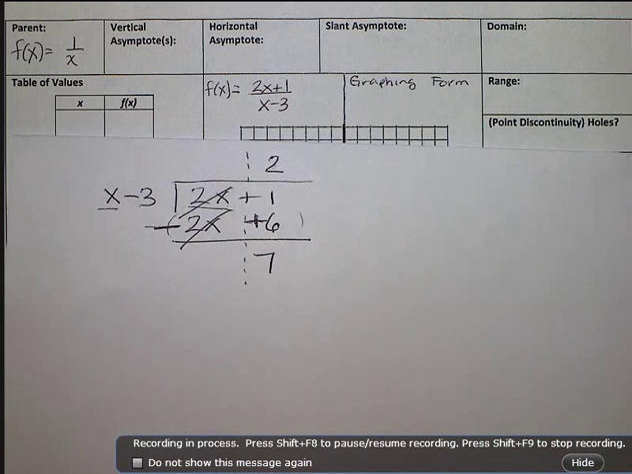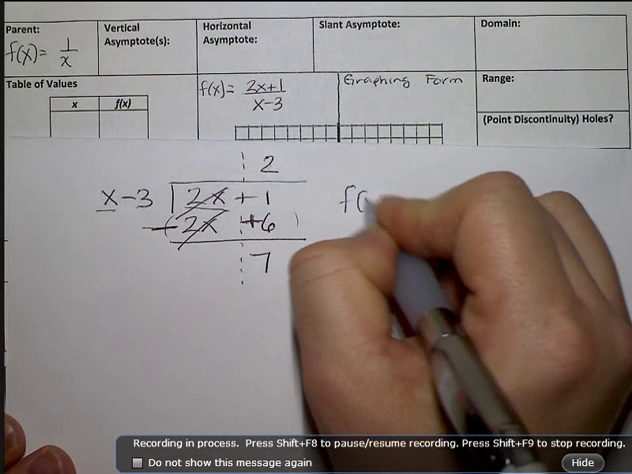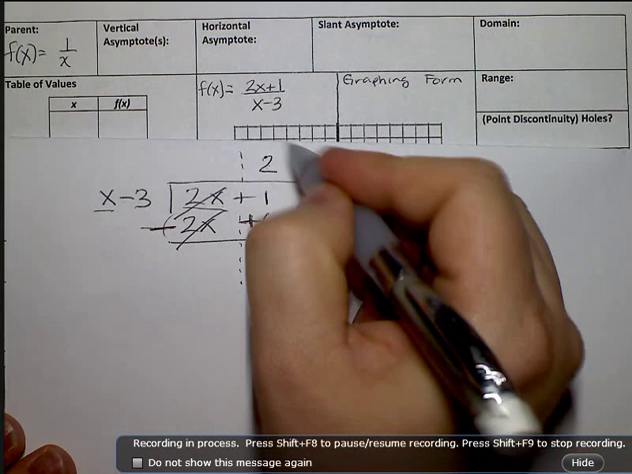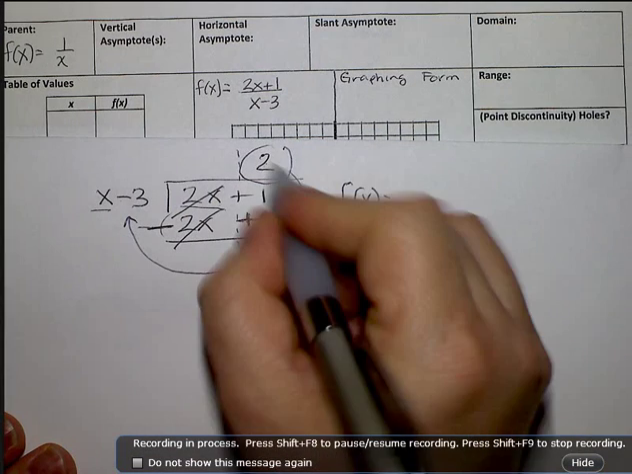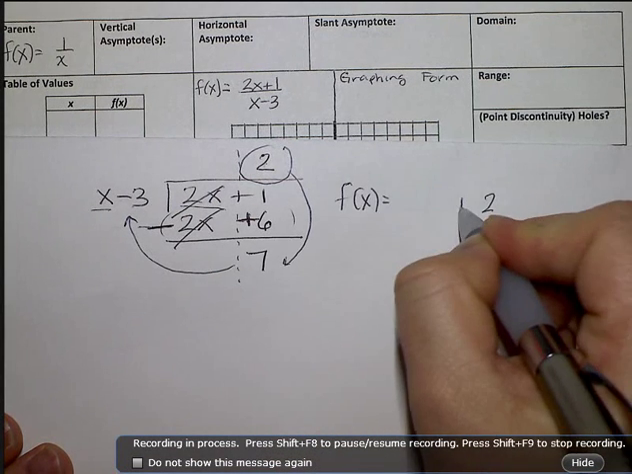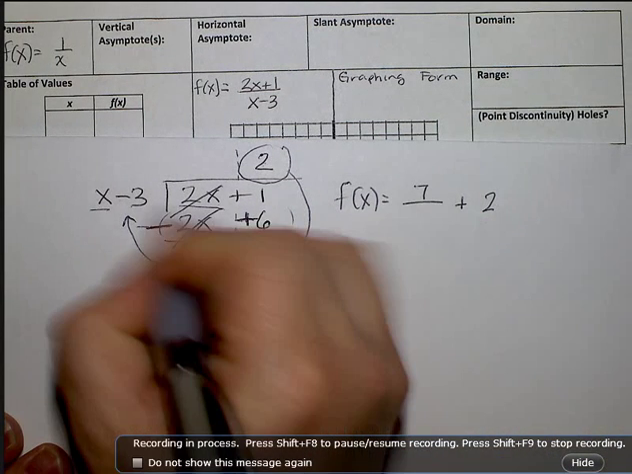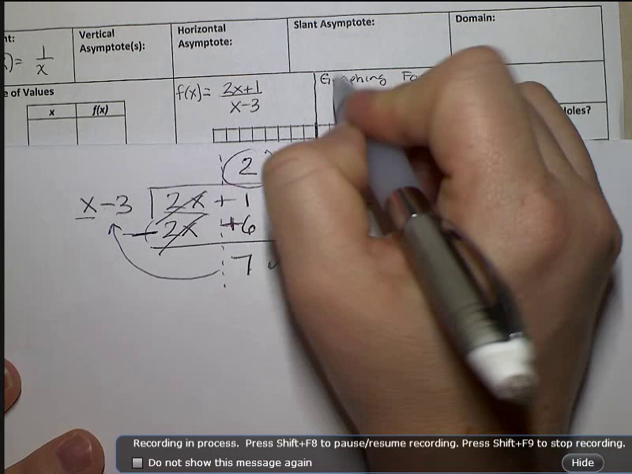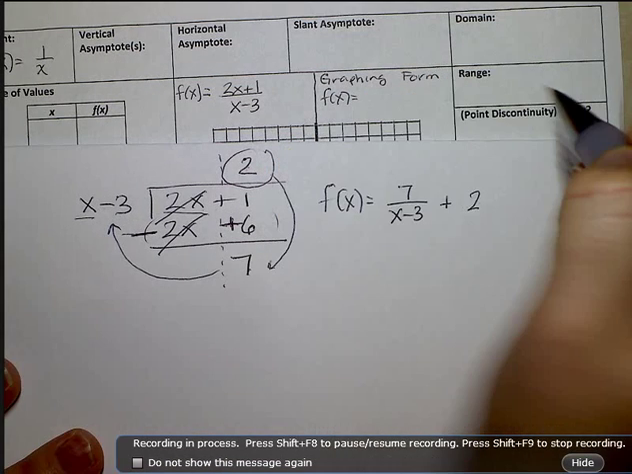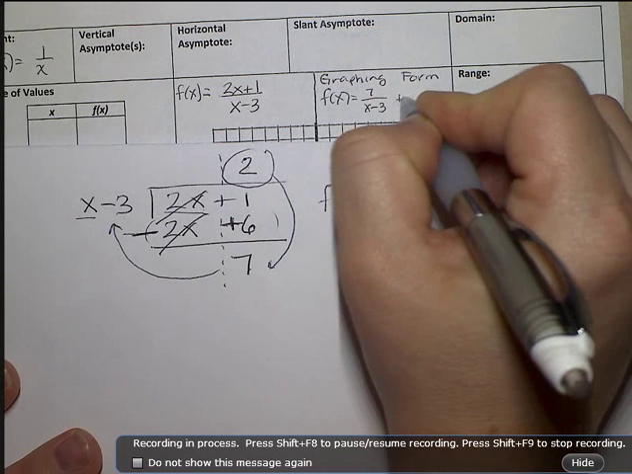So what does that mean? Well, this is going to help us in graphing as well. So this is f of x equals, remember this is our large number, and we pick this one up and it goes over the top of this one. So I'm going to put the large number in back. So this is our large number. This is the top of the fraction. This is the bottom of the fraction. I'm going to come up here and I write graphing form. F of x equals 7 over x minus 3 plus 2.